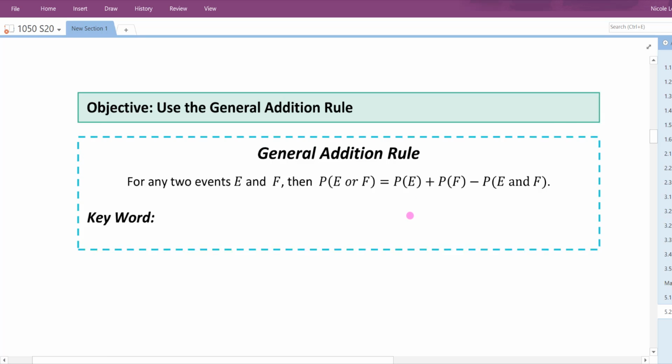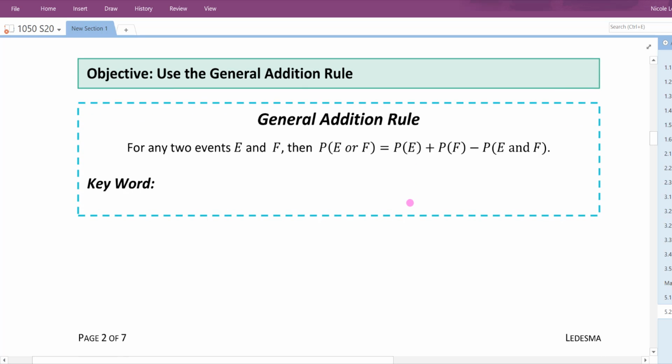Now let's look at our next addition rule, called the general addition rule. The reason we call it the general addition rule is because it works for any two events. So if the two events are not disjoint, if they do have something in common, like what we saw earlier, then we would be able to use this rule. If you have any two events, E and F, then to find the probability of E or F, you would still add your probabilities together, similar to what we were doing before.